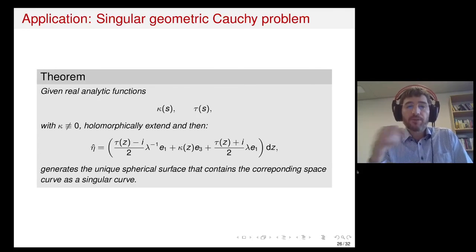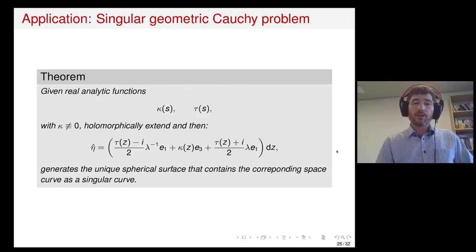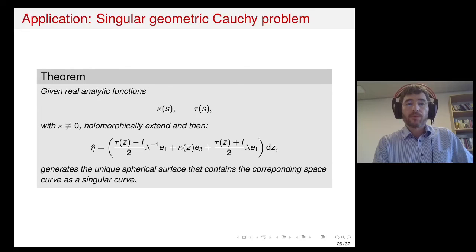Suppose you have a space curve which is defined by a curvature function and a torsion function. This is equivalent to a space curve. And let's assume that the curvature is not equivalent to 0. Then we take these functions, kappa and tau, which should be analytic, and extend them holomorphically. Then, these E1 and E3 here are basis matrices for the Lie algebra SU2. Then we take this as a potential for a spherical surface, and this gives you the unique spherical surface that contains the corresponding space curve as a singular curve. So this is just an example of how you can use these boundary potentials to solve geometric problems.